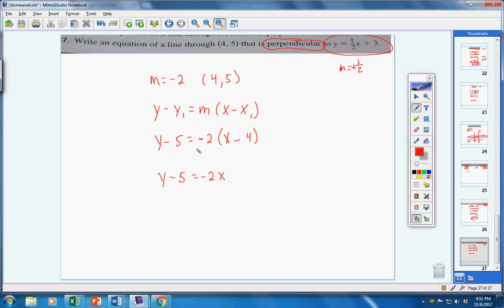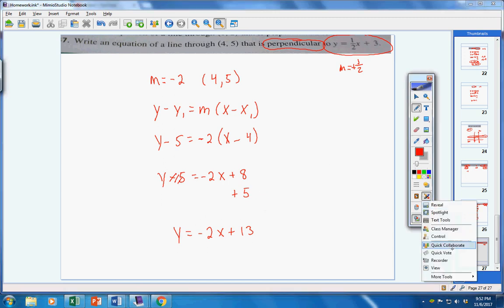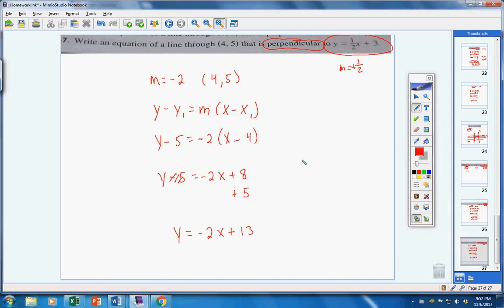Negative 2 times negative 4 is positive 8. Bring your negative 5 over, make it a positive 5, and your answer is y equals negative 2x plus 13. Alright? Now, students, what that means is the line that passes through this point and is perpendicular to this line has this equation here.